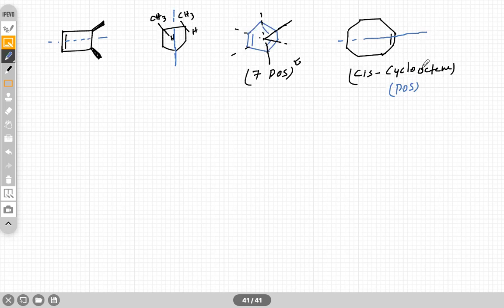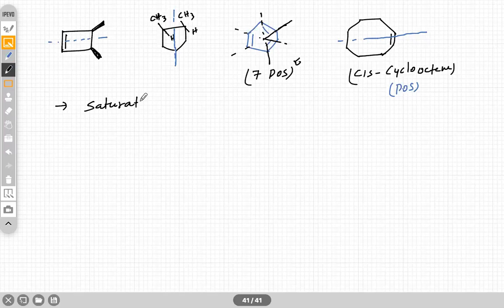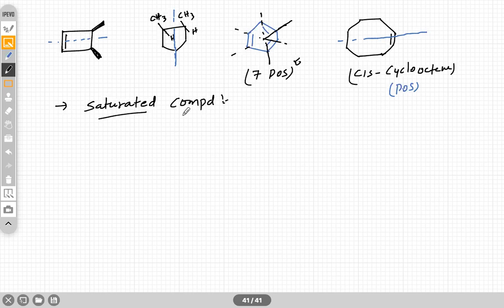Okay, so this is important to understand the concept of symmetry, in order to obtain the optical nature of any compound. Okay, now if you have a saturated compound, for a saturated compound, what do we do? Let's discuss this with some examples.